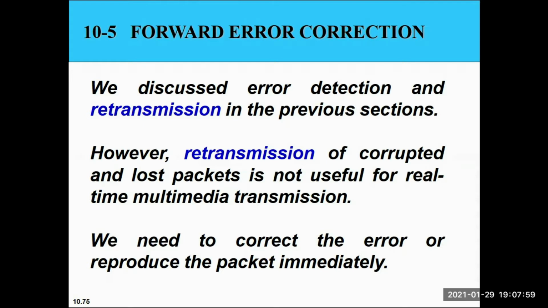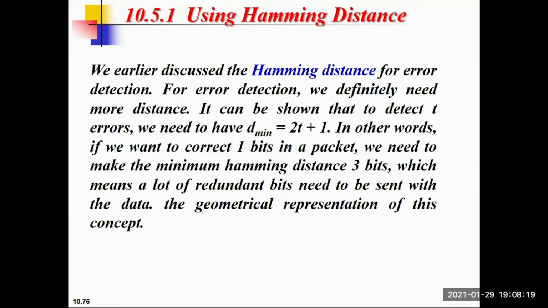However, retransmission of corrupted and lost packets is not useful for real-time multimedia transmission. So in that case, we need to somehow correct our altered transmission. For that, in the forward error correction technique, we are using Hamming distance. This Hamming distance we have seen earlier also, and it is useful for detecting errors.